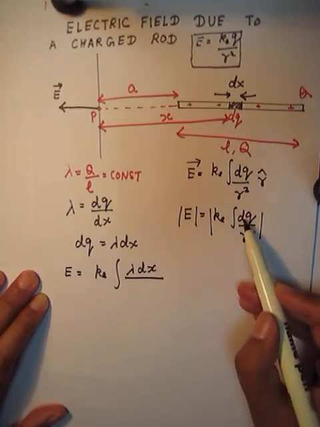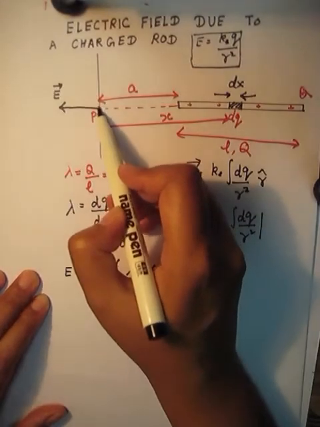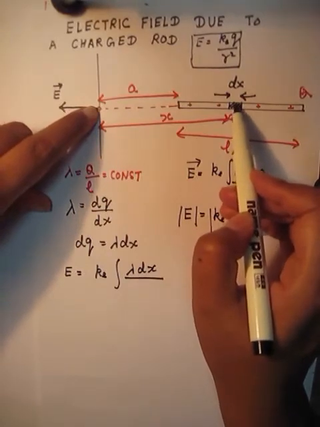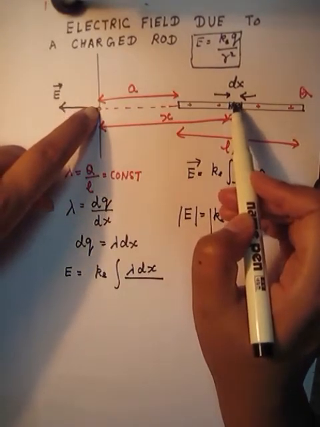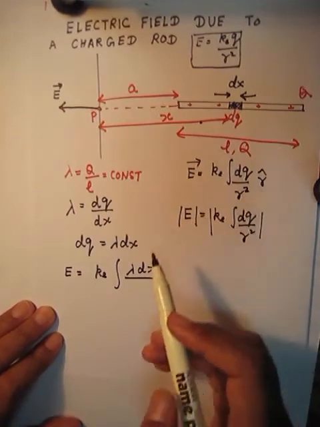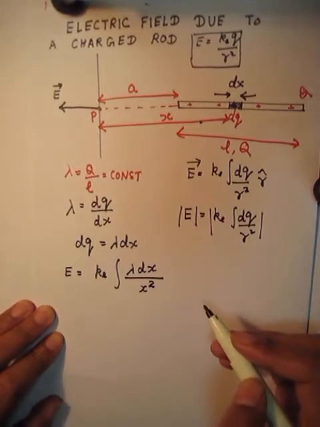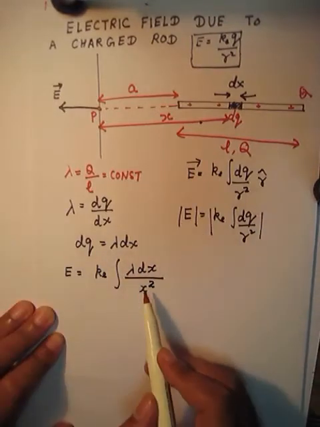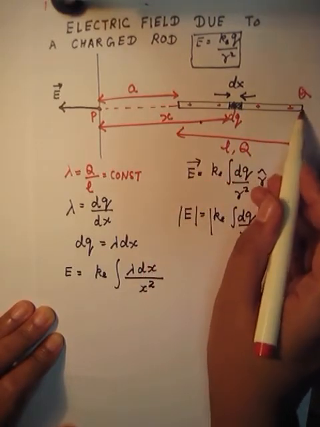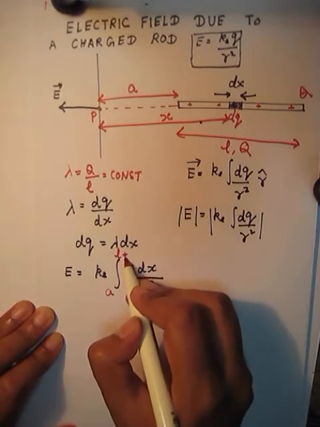r is the distance of the charge from the point where we want to know the electric field. In this case, this is the point where we want to know the electric field, and this is the charge under consideration. So the distance from this charge to this point should be x, so it will be divided by x squared. The limit of integration: we have to integrate over x, and x goes from a to L plus a.